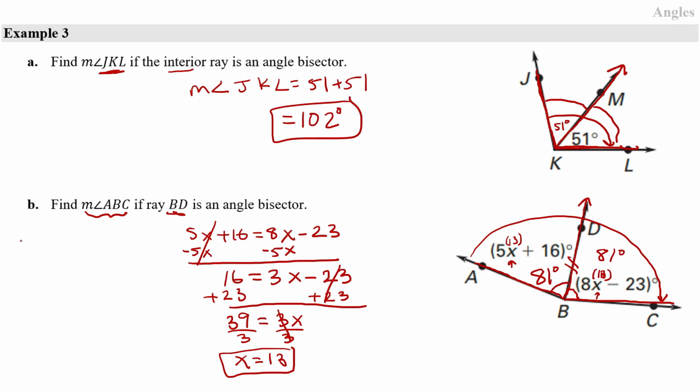And so the whole angle, I'm going to put it here on the left side, is going to be 81 plus 81, which is 162 degrees. Okay, so that's our final answer. The measure of the whole angle is 162.